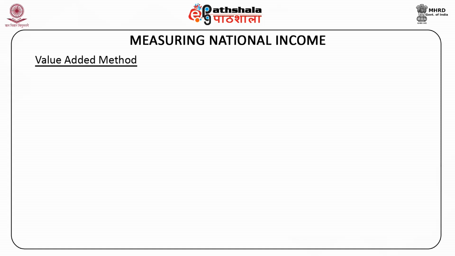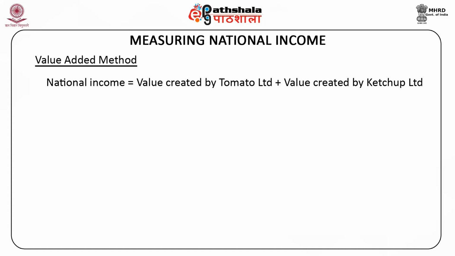Value added approach. According to this approach, the national income in the economy is the sum of value created in the two firms. If we add the receipts from the sale of final output of both the firms, that is rupees 35,000 plus 40,000, the national income will be 75,000. However, this involves adding the value of tomatoes twice, resulting in double counting.